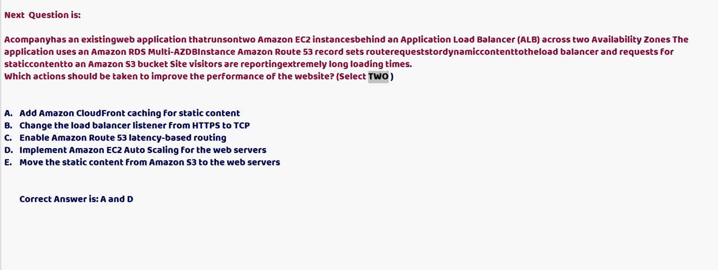Select 2. A. Add Amazon CloudFront caching for static content. B. Change the load balancer listener from HTTPS to TCP. C. Enable Amazon Route 53 latency-based routing. D. Implement Amazon EC2 Auto Scaling for the web servers. E. Move the static content from Amazon S3 to the web servers. Correct answer is A and D.